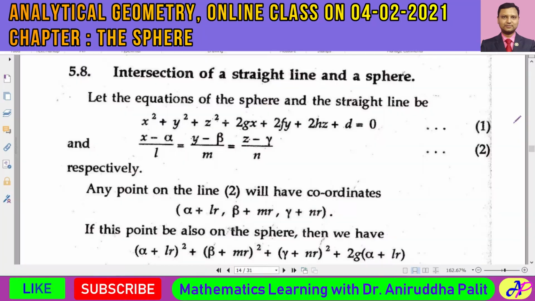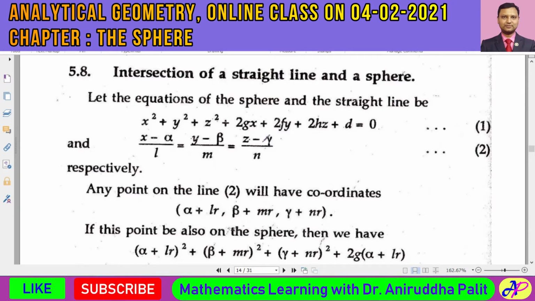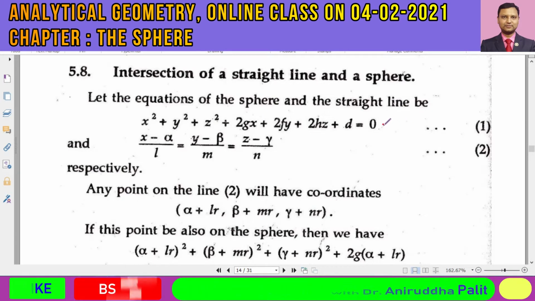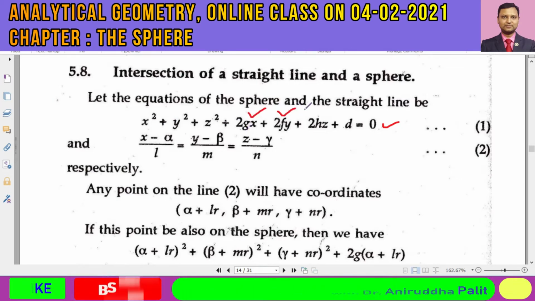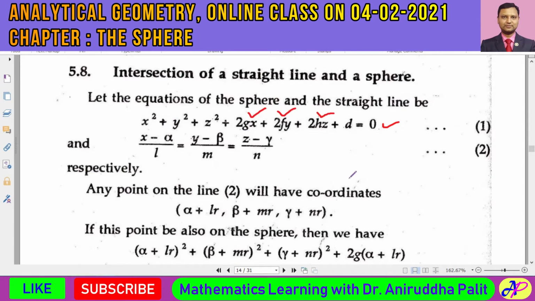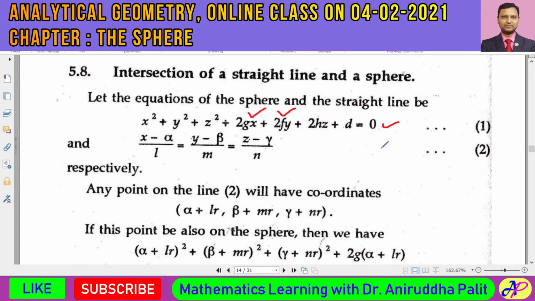Hello everybody. Today we shall continue our previous discussion on spheres from three-dimensional geometry. Here we shall first consider the intersection of a straight line and a sphere. And let us suppose that the equation of the sphere is given by this equation number 1: x square plus y square plus z square plus twice gx plus twice fy plus twice hz plus d is equal to 0.